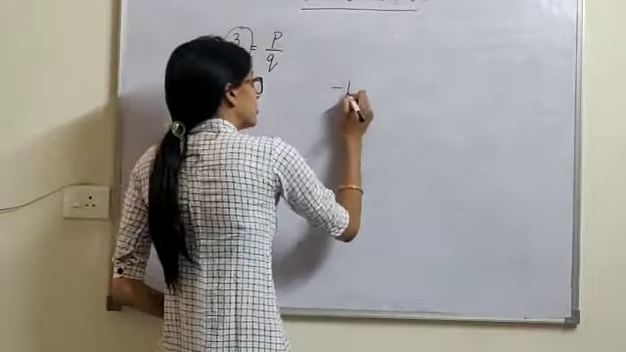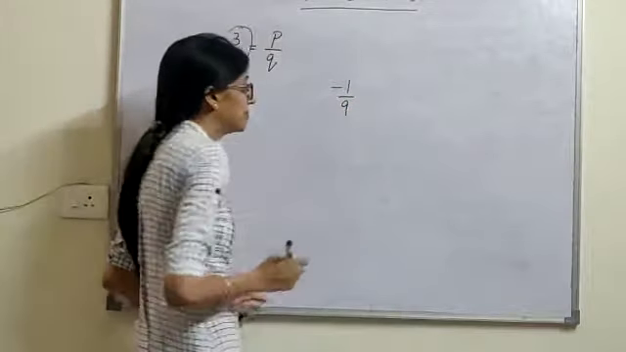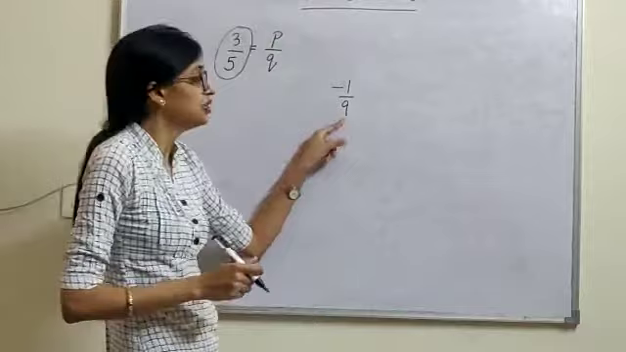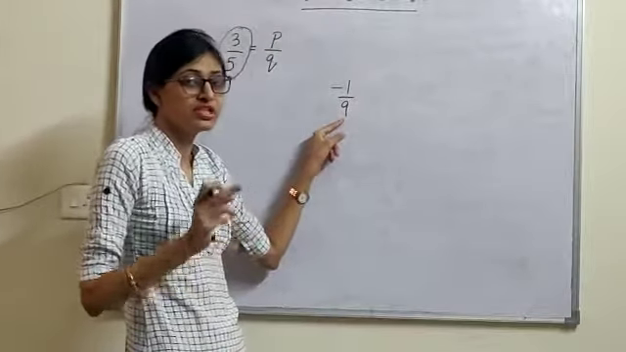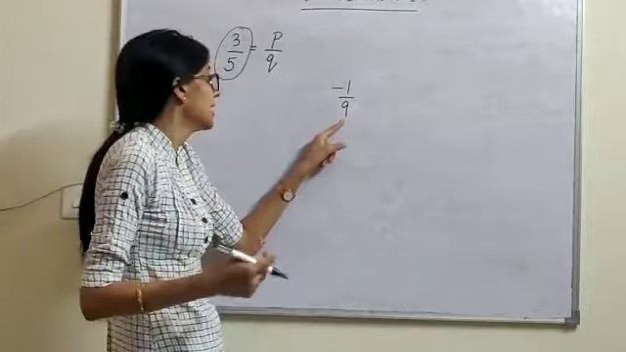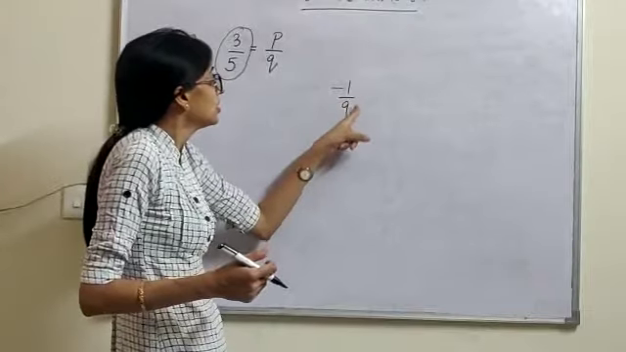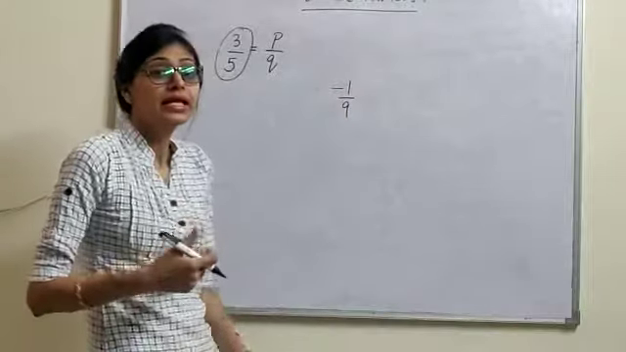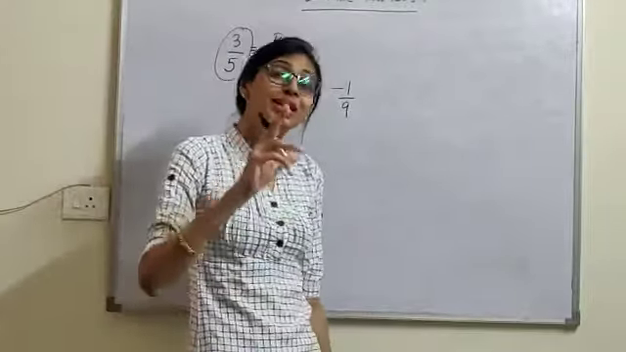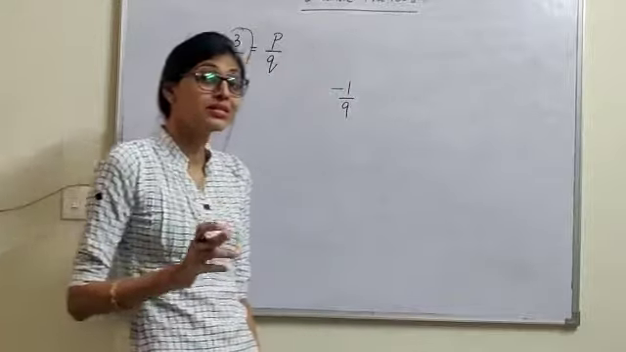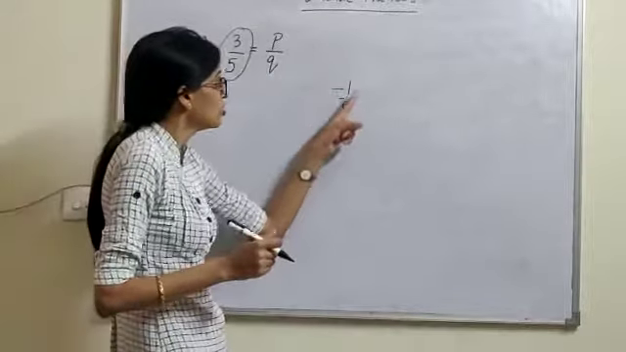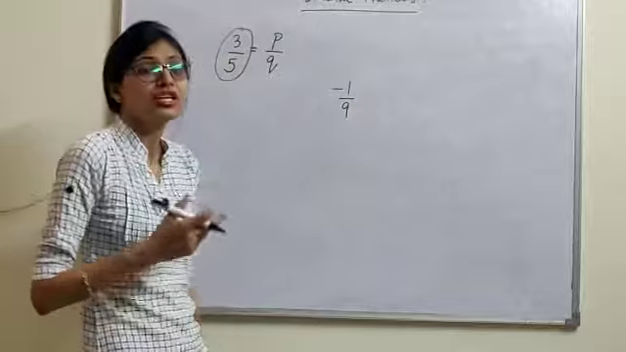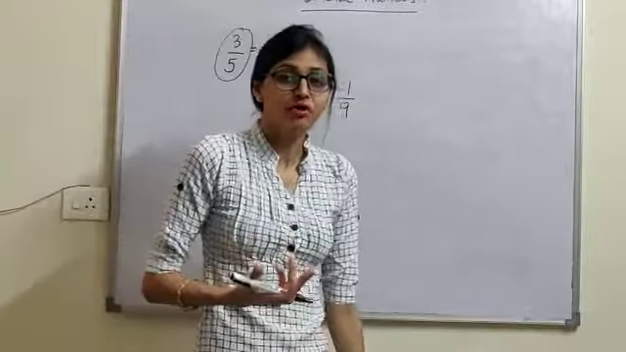Similarly, one more rational number we take, minus 1 by 9. Here the denominator is positive, so the first condition is satisfied. Second, both don't come in any table together, only in the table of 1. So 1 is the common factor. So this is also a rational number in standard form.